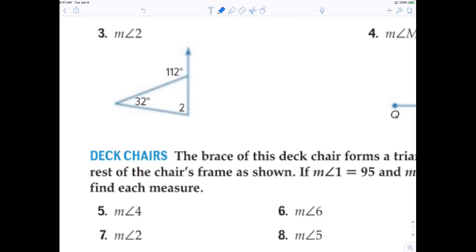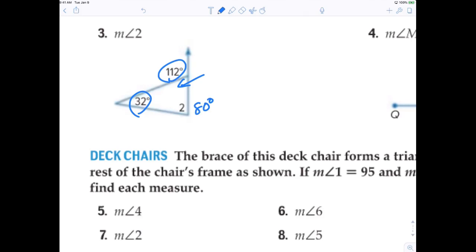So angle 2 would have to be what? 80. You're right, 80. Now, do you have to remember the exterior angle theorem? No, because you would figure out what that angle is, and then you would subtract those 2 angles from 180, and then you would realize what the answer is. Or we could just say the exterior angle minus 32, which is 80 degrees.